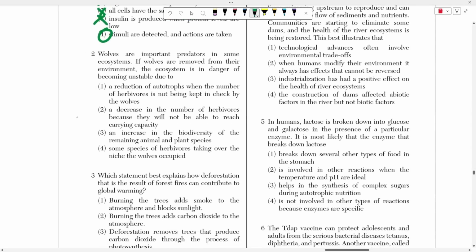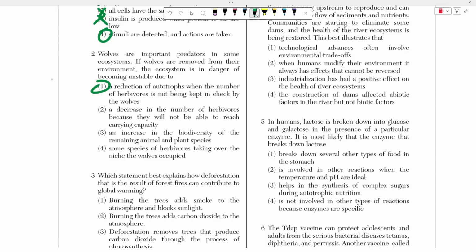2. Wolves are important predators in some ecosystems. If wolves are removed from their environment, the ecosystem is in danger of becoming unstable due to a reduction of autotrophs when the number of herbivores is not kept in check by the wolves. This first answer choice is the correct one.